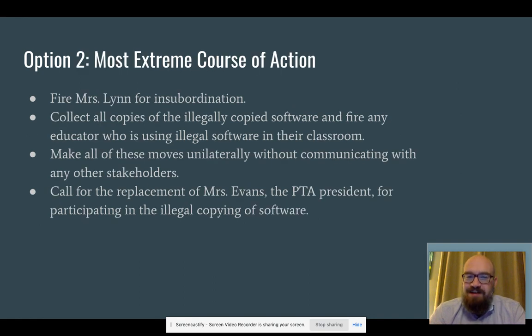On the other end of the spectrum would be to fire Mrs. Lynn for insubordination. I could collect all copies of the illegally copied software and then fire any educator who is using that software. This is extreme in many ways, but another way I feel this is incredibly extreme is that I would make these moves without any communication. And then also call for the replacement of the PTA president for participating in the illegal copying of software.